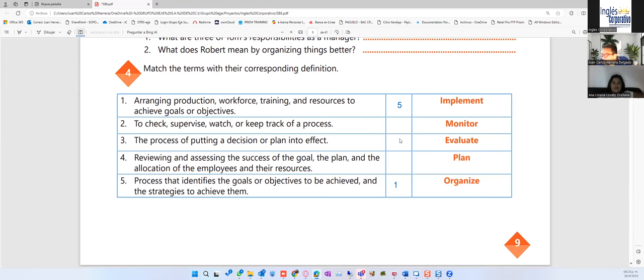And the second one, to check, supervise, watch, and keep track of the process. Maybe it's monitor. No, monitor is it. Maybe evaluate. Keep track. Yes, or keep track, maybe it's for that. Okay.